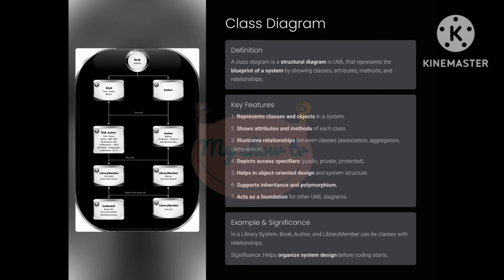Relationships. Association. A simple link between two classes, e.g., a student enrolls in a course. Inheritance, generalization. A child class acquires properties of a parent class, e.g., dog inherits from animal. Aggregation and composition define whole-part relationships, e.g., a car has wheels, but wheels can exist separately, aggregation, while a house and its rooms are inseparable, composition. Significance. Class diagrams help developers visualize and structure software components, ensuring better code organization and maintainability.